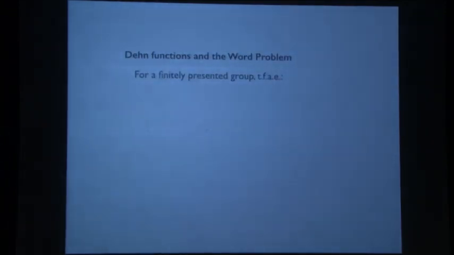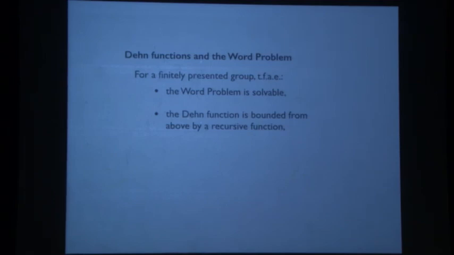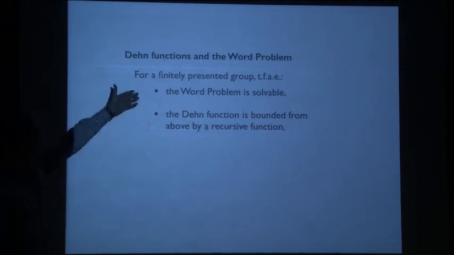So what have these two things got to do with each other, the Dehn function and the word problem? For a finitely presented group, the following are equivalent. The word problem is solvable, meaning you can find an algorithm that solves the word problem. The Dehn function is bounded from above by a recursive function. So why are these two equivalent?